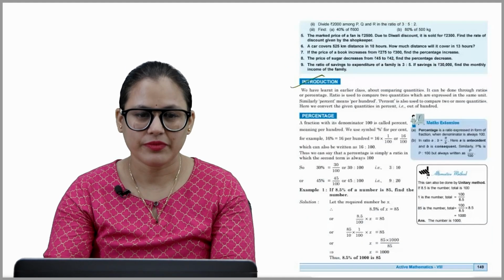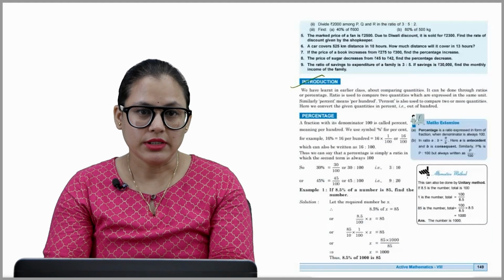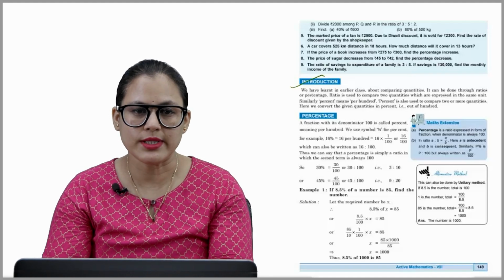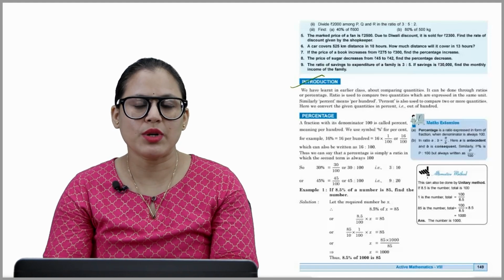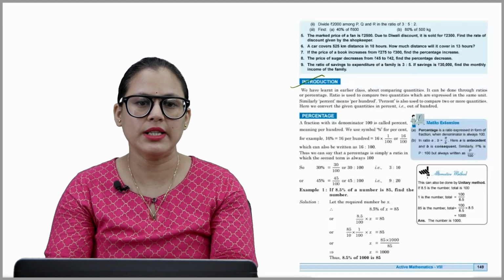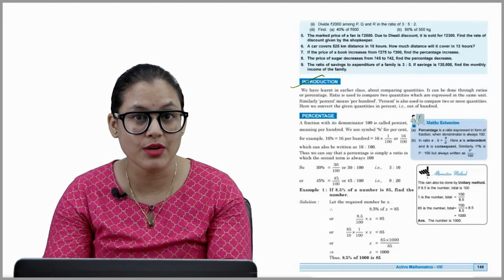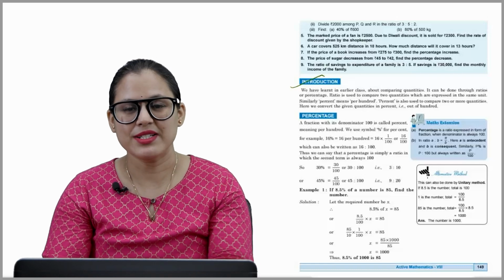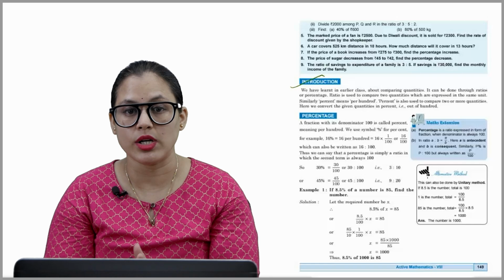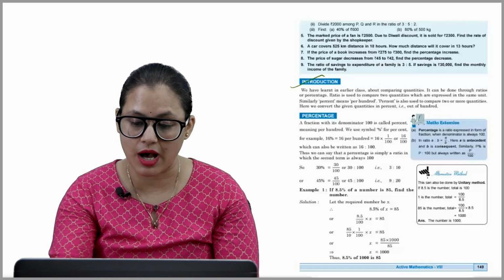Introduction. We have learned in earlier class about comparing quantities. It can be done through ratios or percentage. Ratios are used to compare two quantities which are expressed in the same unit. Similarly, percent means per 100, which you already know. Percent is also used to compare two or more quantities. Here we convert the given quantities in percent, that is out of 100.